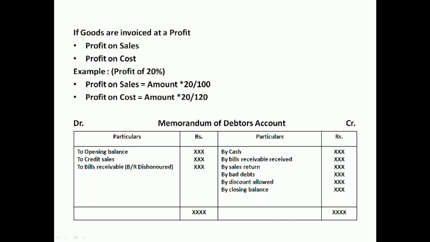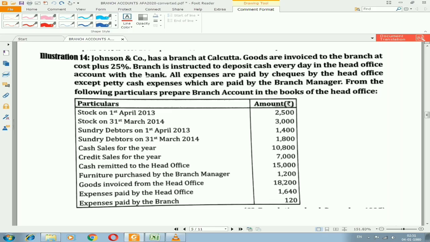So rest of the things, that is memorandum of debtors account, will be same. Whatever the format, whatever the information we know under cost price, the same will be applicable here. So on the debit side, missing figures may be opening balance or credit sales. On the credit side, missing figures may be closing balance or cash. So these missing informations we are going to find out, and we are going to transfer that to the branch account in order to get the final output. Now let us start with one illustration which is under invoice price method.